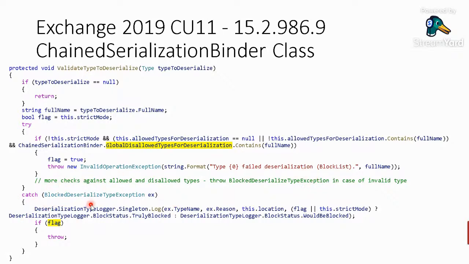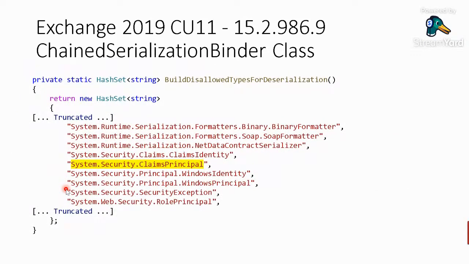It's caught right here. And the problem is that if the strict flag is set to false, which it is for our case, it isn't thrown. So all we'll get in the case of the other checks here is that it's going to be logged in some place, but it's going to continue deserializing. So to summarize, all this does when strict mode is set to false is check the global deserialized types. This is a list of disallowed types.